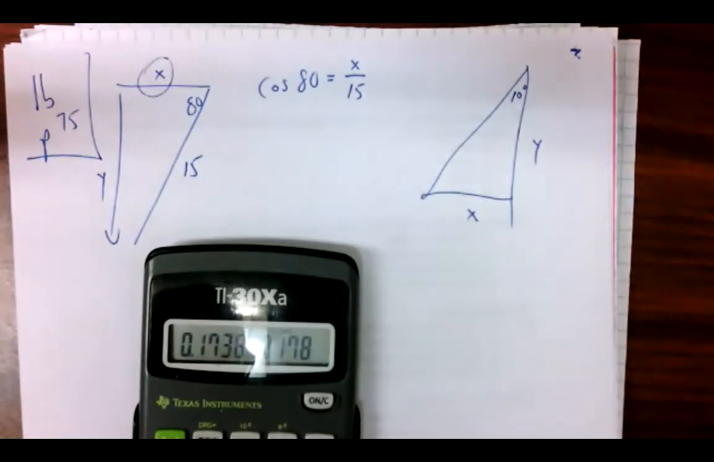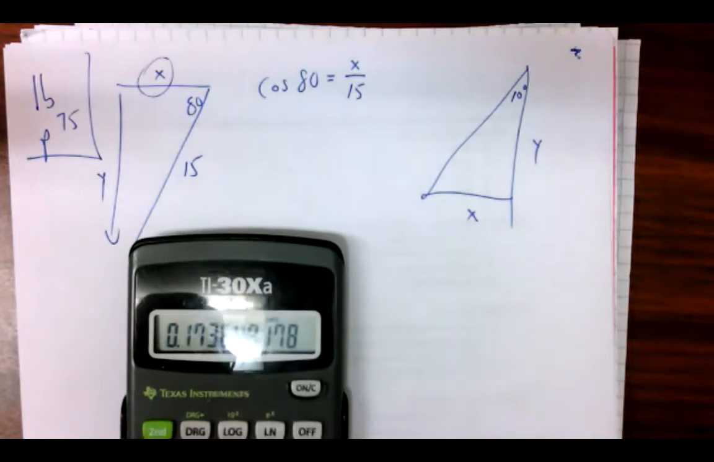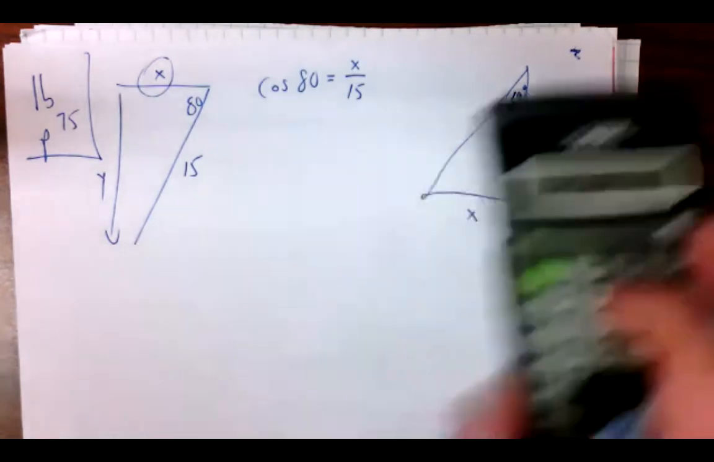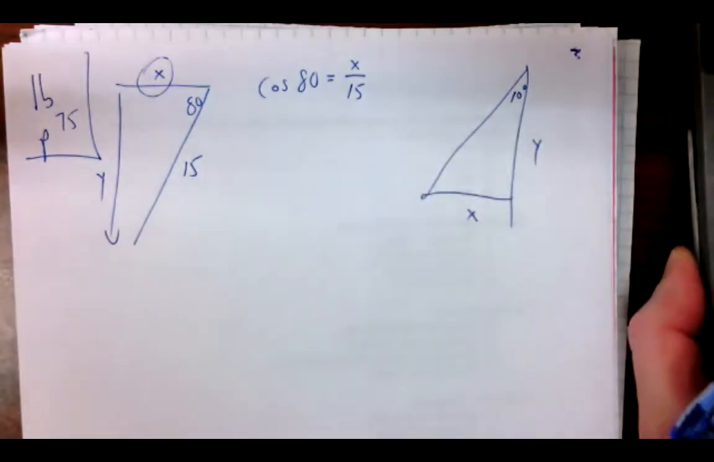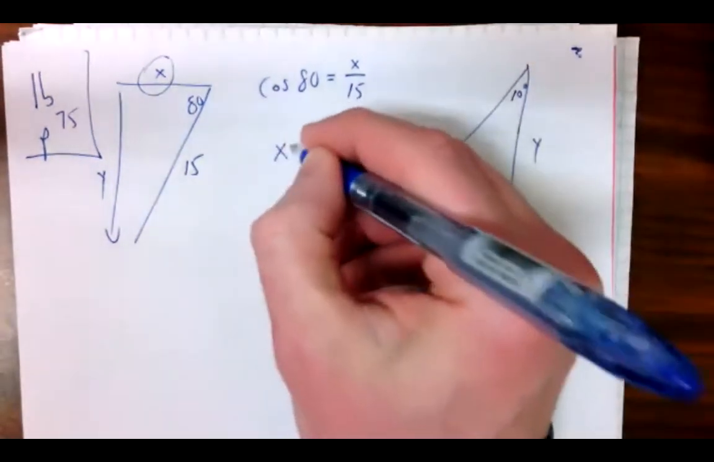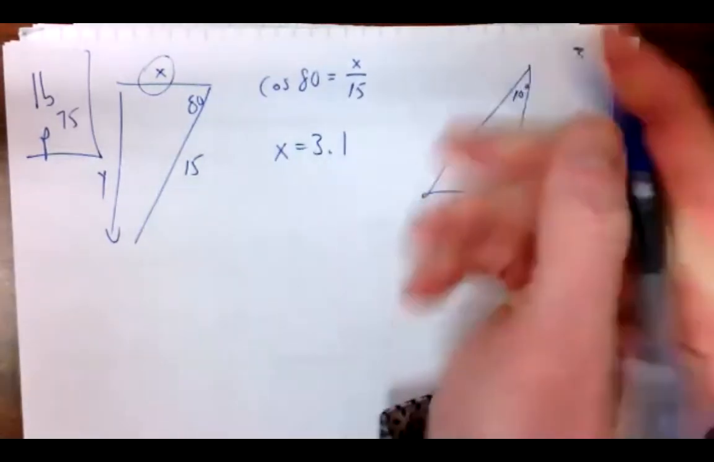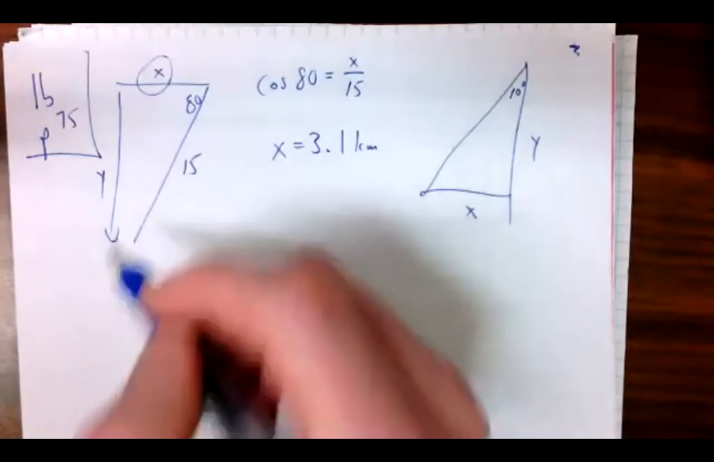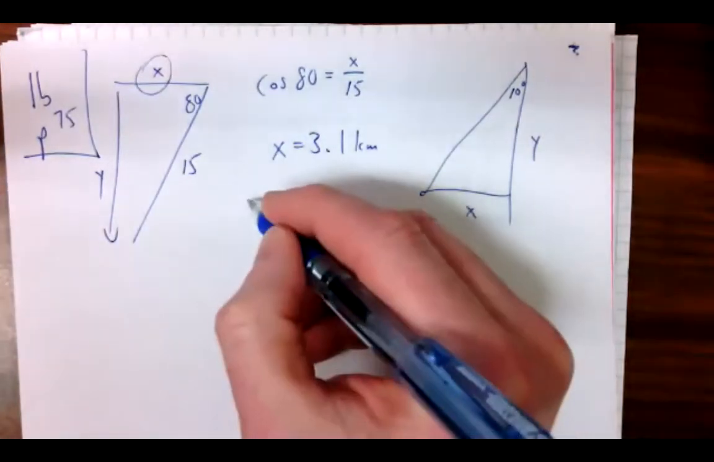80 cos times 15, 3.1. How many sig figs? 2. So 3.1. So x equals 3.1. What are we in, meters or something? Kilometers. That's x. So far, so okay?